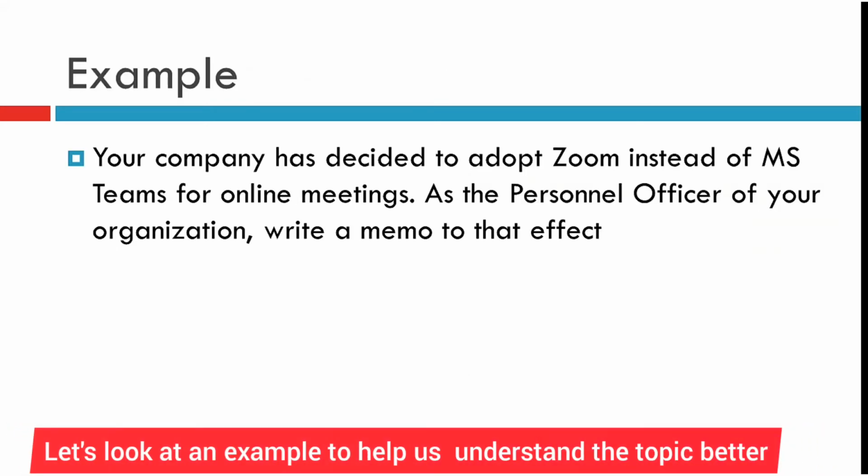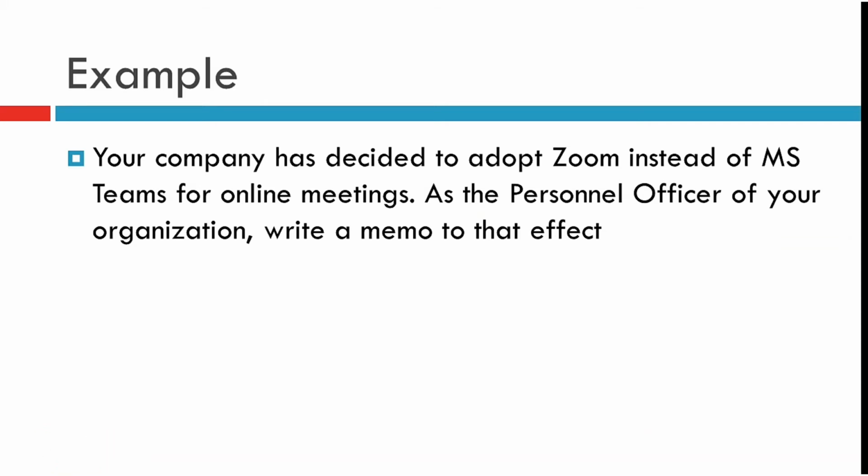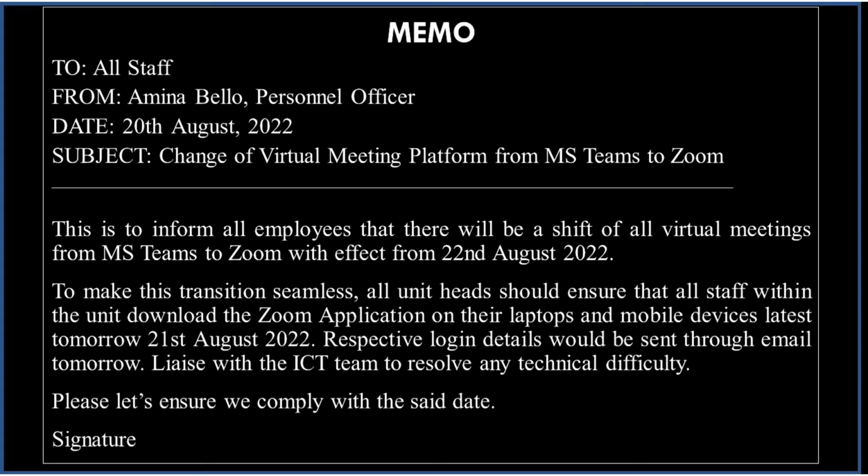So let's look at an example to help us understand the topic better. Your company has decided to adopt Zoom instead of MS Teams for online meetings. As the personnel officer of your organization, write a memo to that effect. Like we discussed earlier, looking at the format, in writing this kind of briefing, you write memo first, or you write it in full memorandum, then you indent it to the middle.